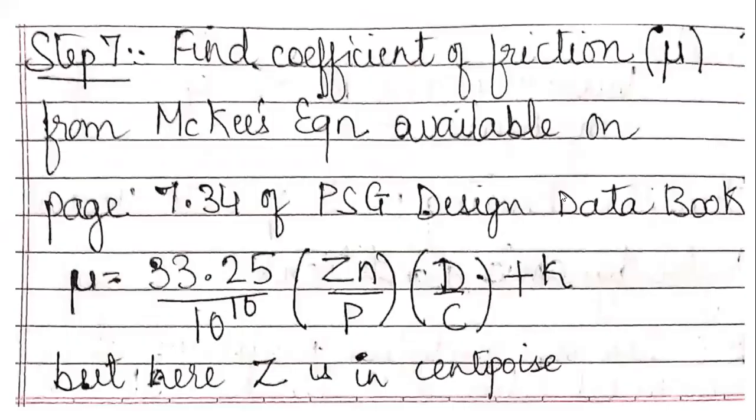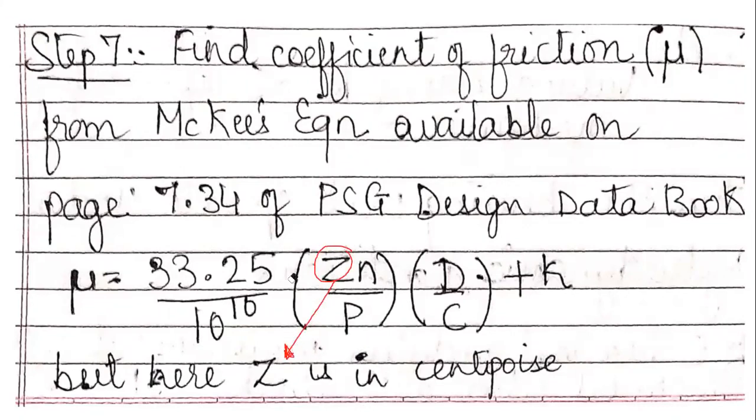Next step, you have to find the coefficient of friction from Mackey's equation, and the formula which is given on page 7.34 of PSG design data book is 3.25 upon 10 raised to 10 Zn by P D by C plus K. But why will we not be using this? Because the Z value is in centipoise.